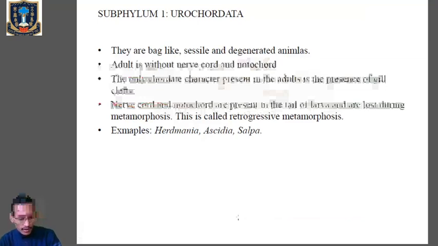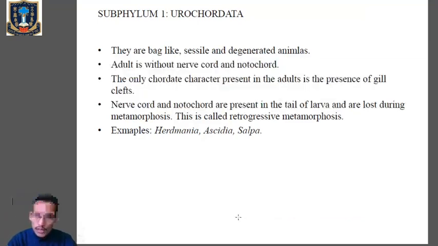Let's check out the characteristics of the subphylum Urochordata, also called Tunicata, because they have a tail rod-like structure. Uro means tail and chorda means rod. So what are the special features of these organisms? They are bag-like, and they are sessile, meaning they are not able to move. They are degenerated animals. The adult is without nerve cord and notochord. That means in the adult form we don't find nerve cord and notochord, but mainly in the larval stage we will find their presence.